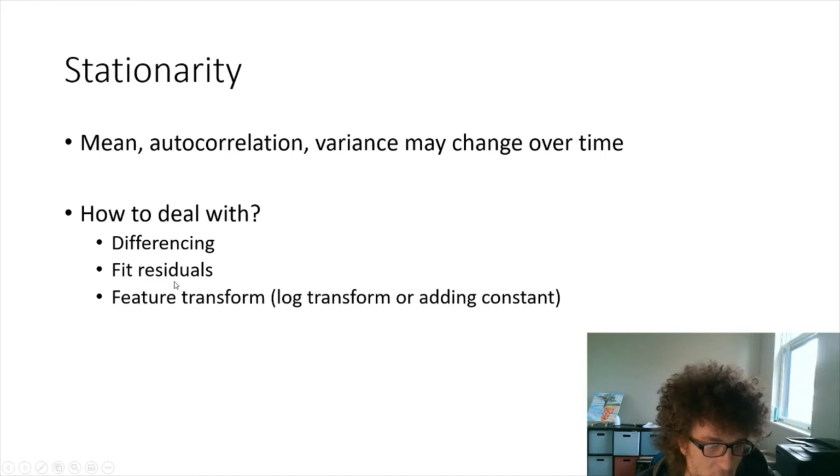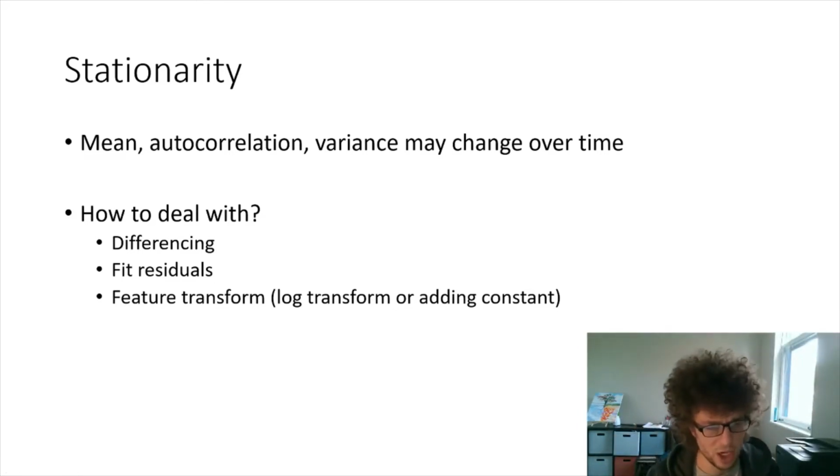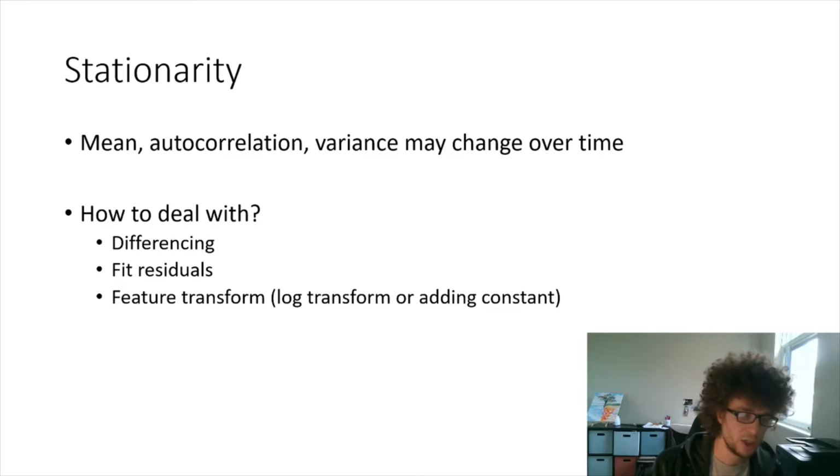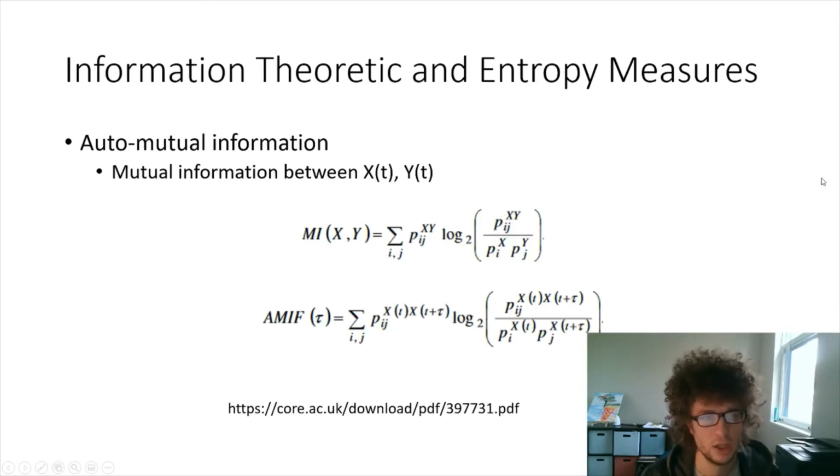You could also fit the residual, so you fit another model. There is a paper, one of the papers I'm going to go over with you at the end, that does this. They essentially fit it with something like an auto-regressive model, and then fit the residuals. Or you can just do a feature transform: if some of your data is negative and some is positive, you could add a constant to make sure everything stays positive. If you don't do these things, it can mess up your data.